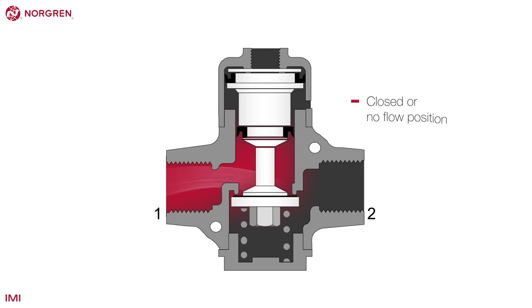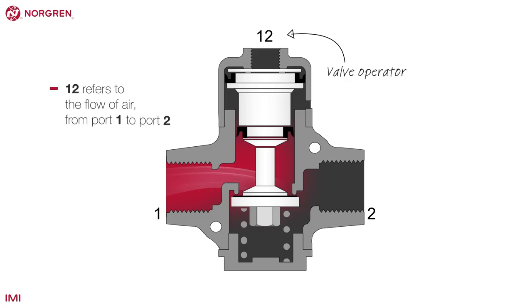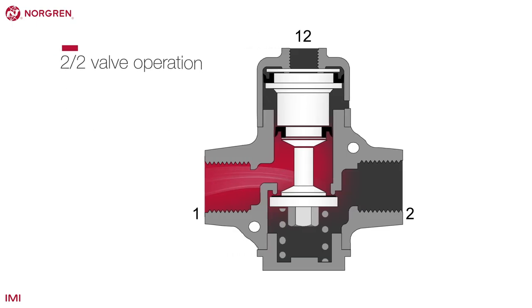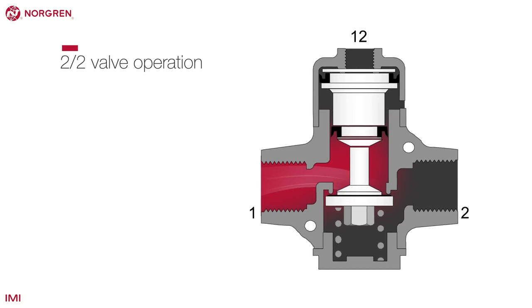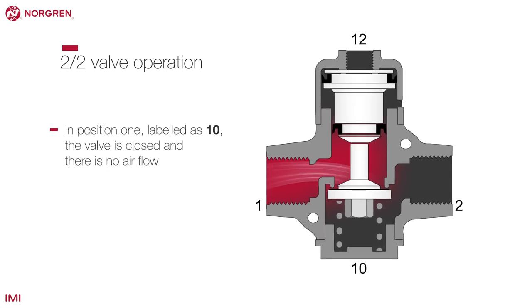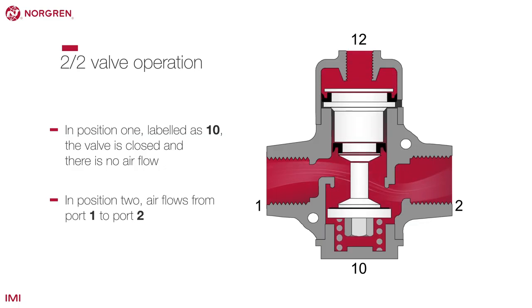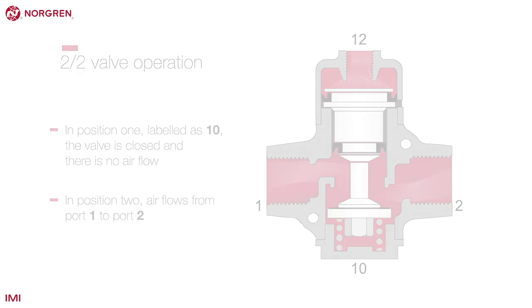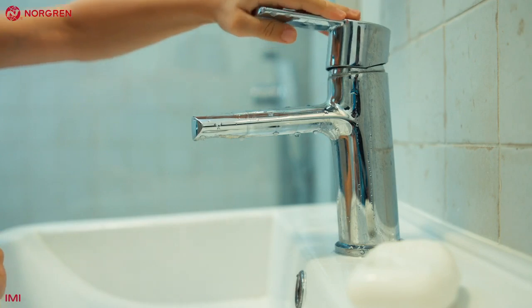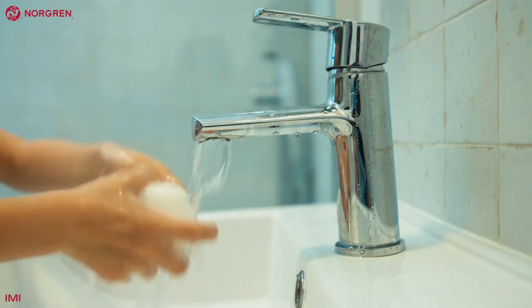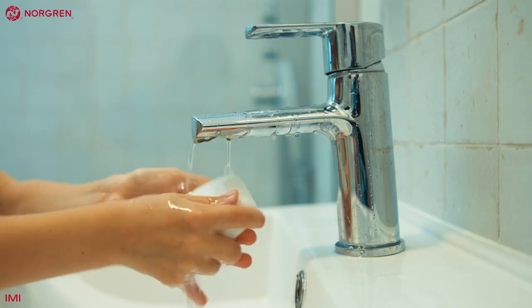The operation of the valve is also indicated by a number. In this case, it's 1-2. 1-2 refers to the flow of air from port 1 to port 2. So this 2-2 valve with 1-2 or 1-0 operation works as follows. In position 1, labelled as 1-0, the valve is closed and there is no airflow. In position 2, air flows from port 1 to port 2. This simple valve is similar to the tap over a wash basin. When it is in one position, water flows. In the other, it stops.